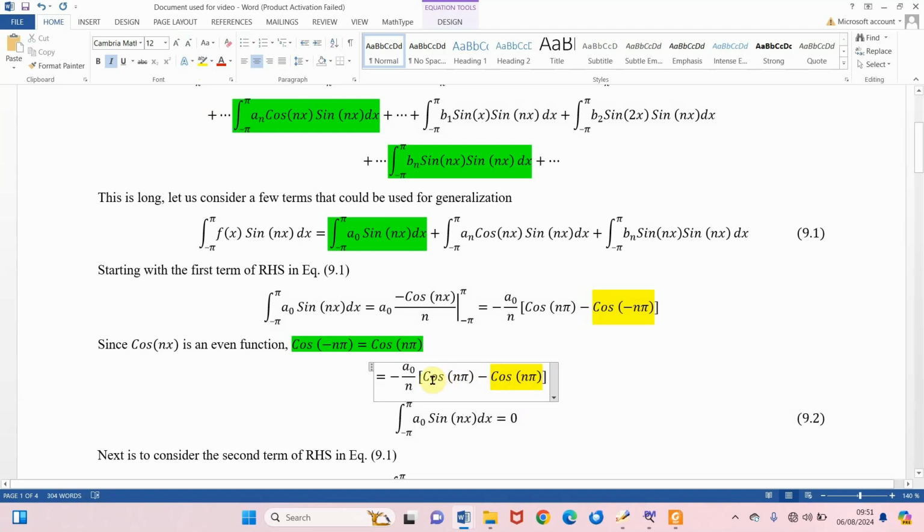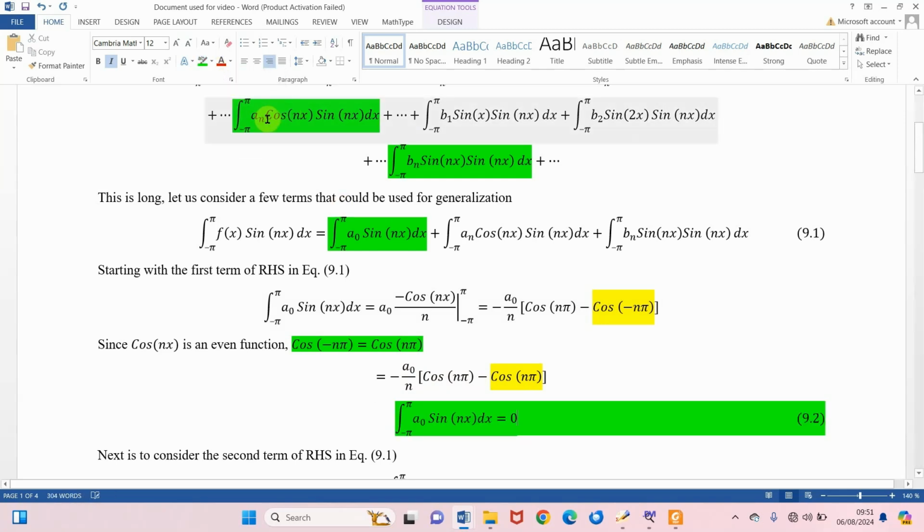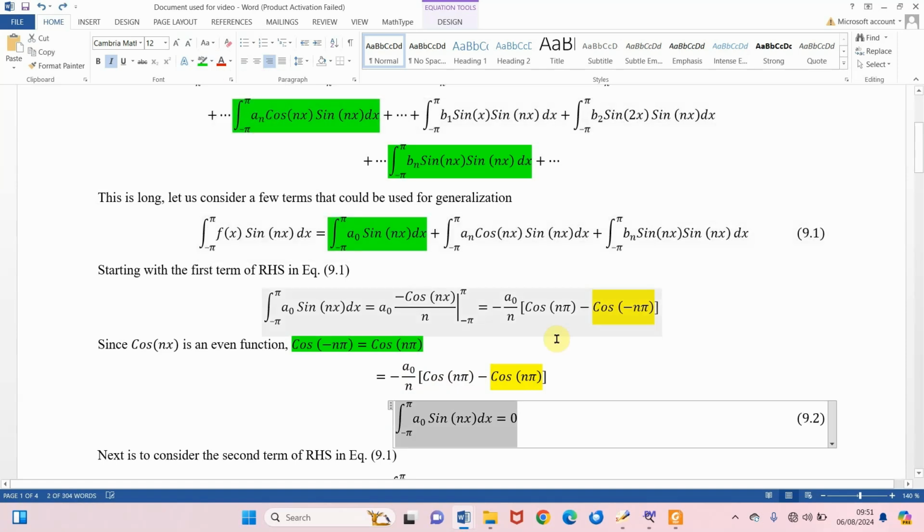If you look at this, cos n pi minus cos n pi will give you 0. So 0 times this one will give you 0. So definitely the first expression in equation 9.1 will give us 0. So let's proceed to the next one.